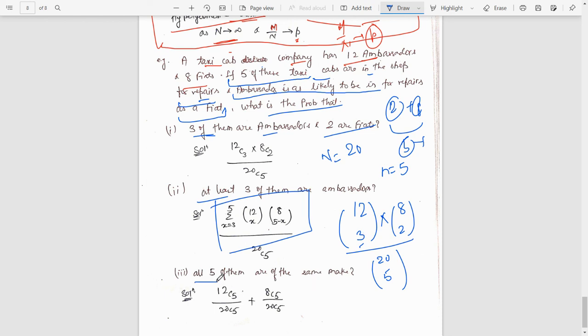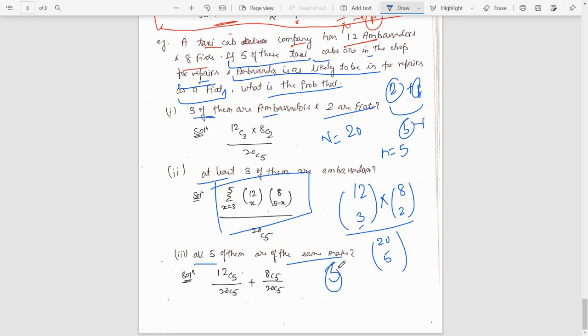And the next question is: all five of them are of the same make. Same make means either all five are Fiats or all five are Ambassadors. So if all five are Ambassadors, obviously you have to choose 12C5, and 8C0 is going to be 1. Or either all Fiats, then 12C0 is going to be 1, then 8C5, over 20C5. So you can say this is the advanced thing related to permutation and combination type questions. Generally permutation and combination type questions are solved this way.